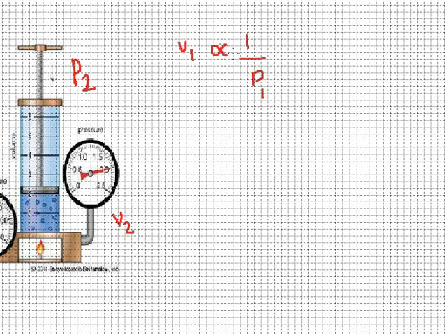Now to remove this sign, in place of writing the sign, we are going to put equals to. Once you put equals to, we have to write the constant k, the small letter k, into 1 by P1. Multiplying k and 1, we get k upon P1. After this you have to cross multiply P1 and V1, so k will remain on the right hand side. So this is the mathematical expression for Boyle's law: P1 V1 equals k.